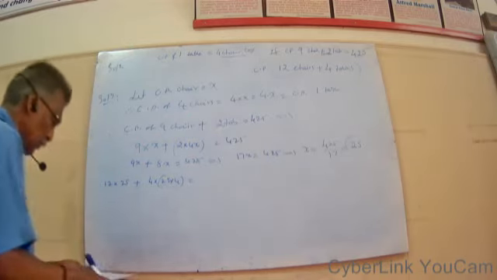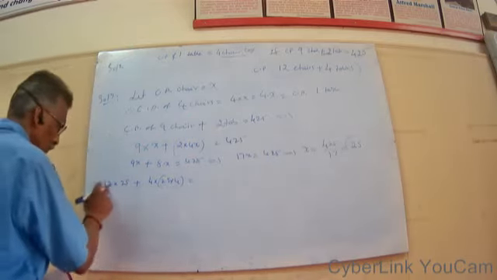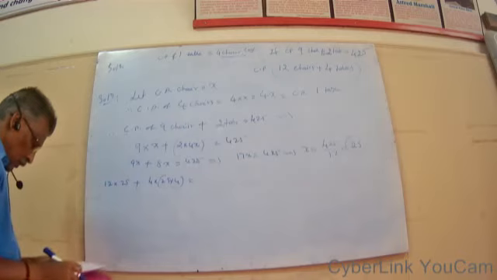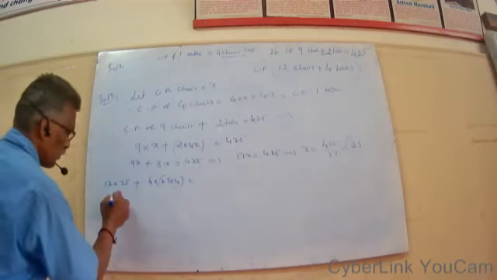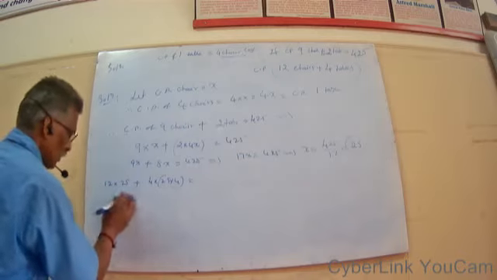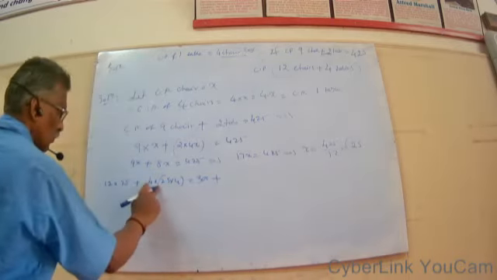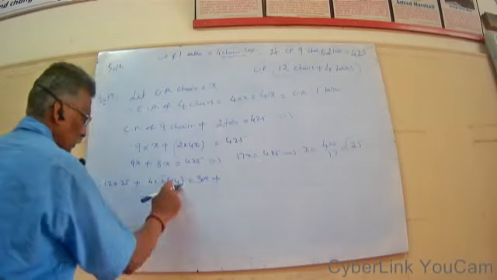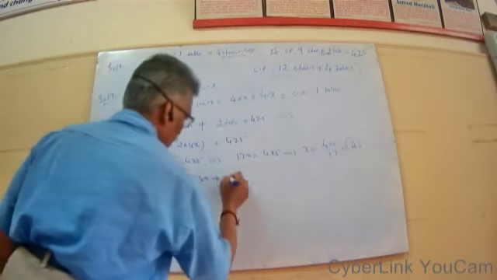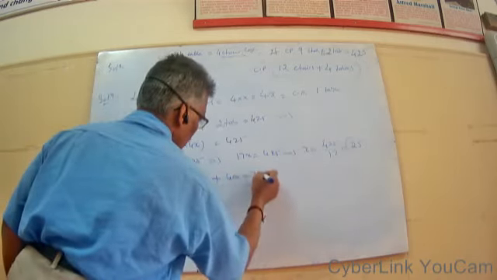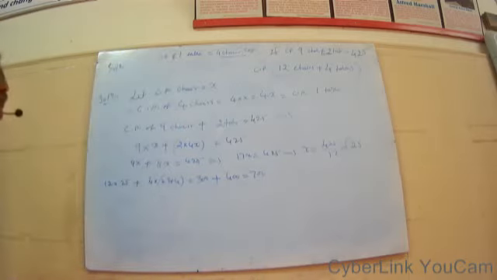12 into 25 is 300, right? So this becomes 300 plus 25 into 4 is 100, 100 into 4 is 400, equal to 700. This is the value. Answer.